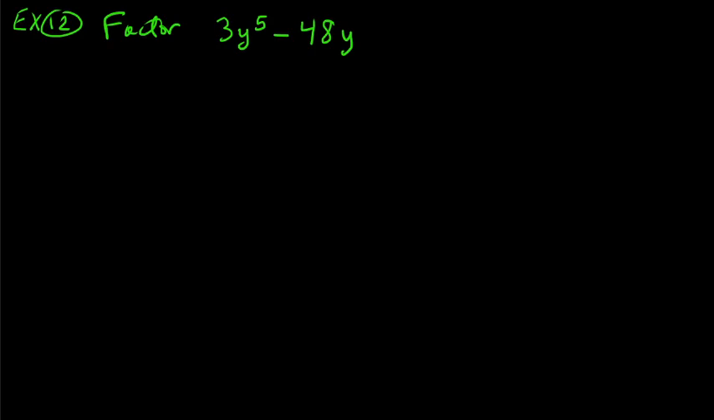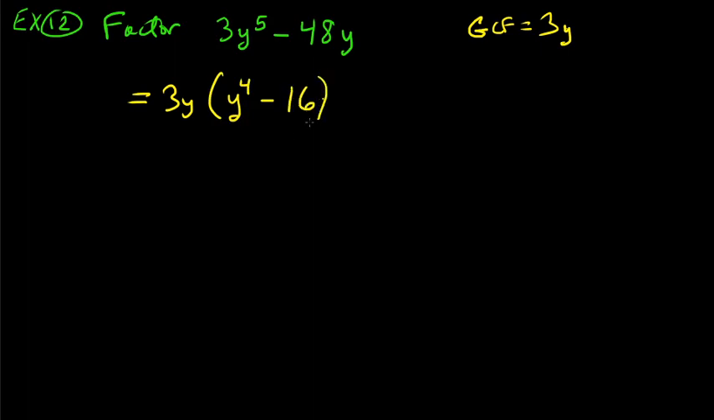All right, so GCF. The GCF is 3 and a y. They both contain a y. So the GCF is 3y. Factor out the 3y from both terms, and you're left with y to the power 4 minus 16. Yep, just 16. We factored out the y, right? Okay. So that's the first step.